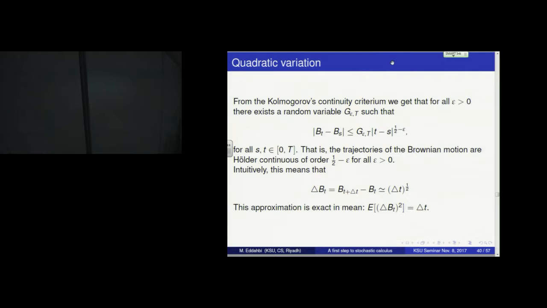So B_t minus B_s is a random variable of order (t minus s) to the power 1/2 minus alpha. There is no way then to have more regularity. So starting from this relation, we can think about this difference, delta B, evaluating the Brownian motion at different points. This is somehow of the order square root of delta t. So in expectation, the expectation of this delta B_t squared is equal to delta t. This is exactly what measures this regularity.